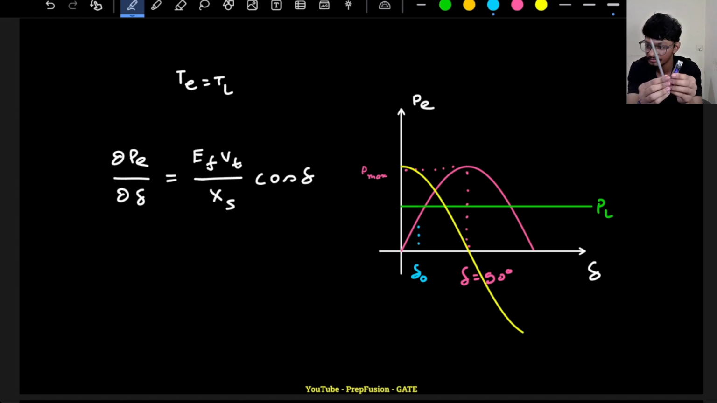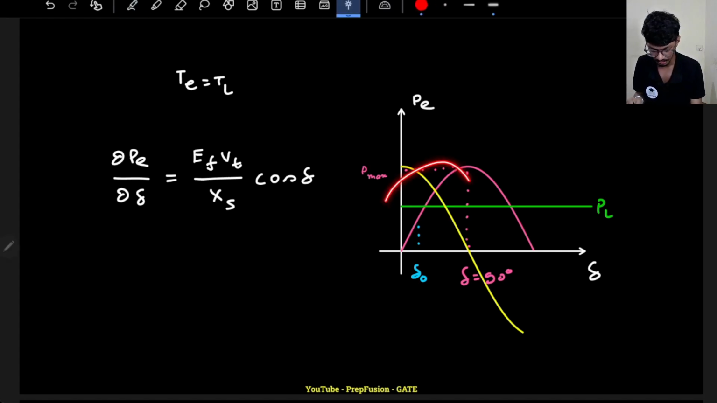So let's assume this is the rotor and this is the stator flux. The angle between the rotor and stator MMF is delta, right? EF and VT, whatever the angle, basically MMF, that is delta. Both are rotating with synchronous speed ns, but the angle is always constant. So hence I am always getting a constant power here.